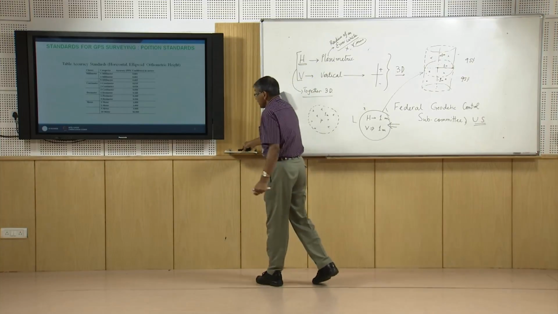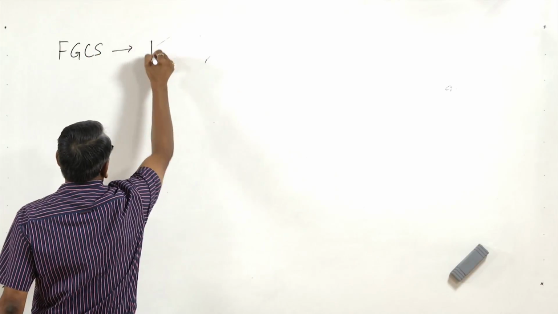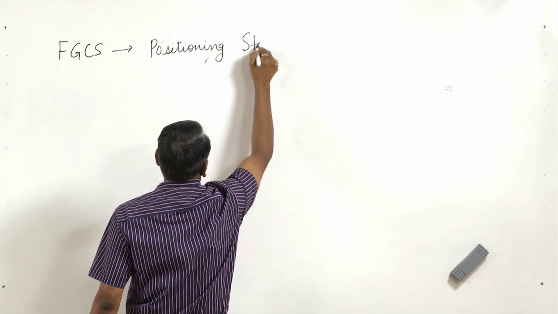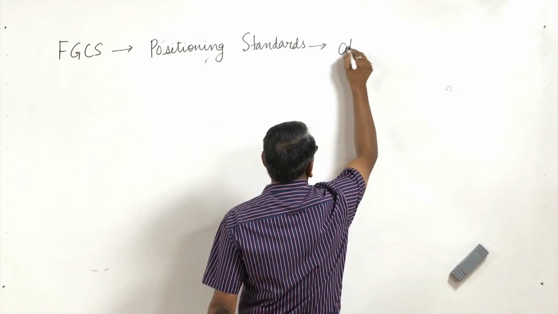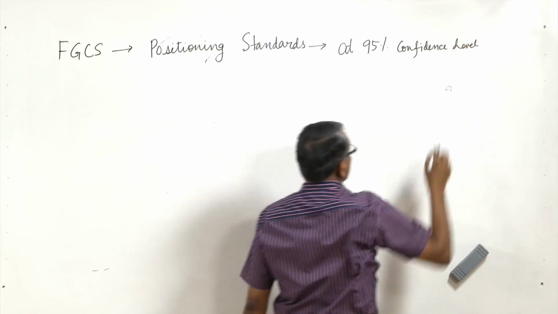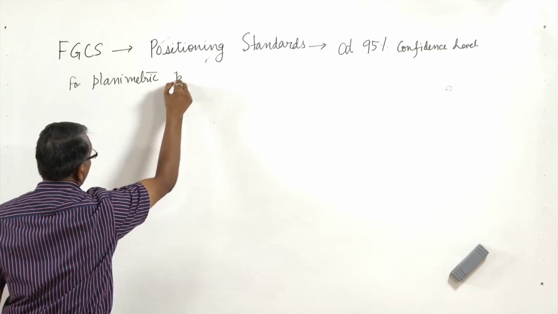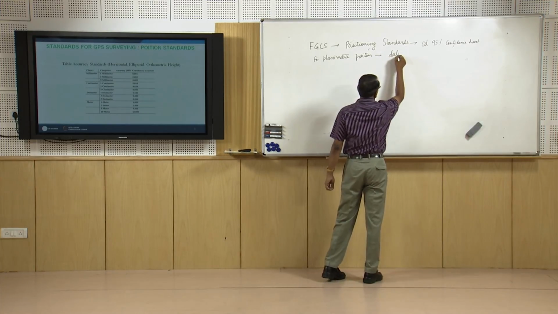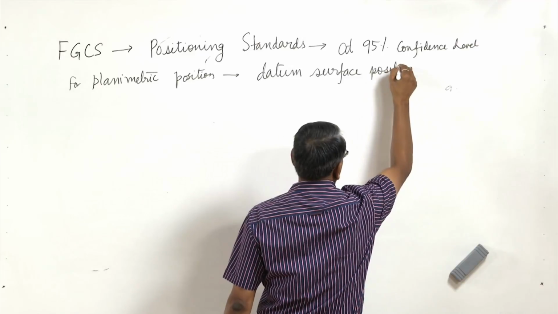So, as per this FGCS consideration, positioning standards are considered at a 95% confidence level, and for planimetric position, the position we considered is at the datum surface position.